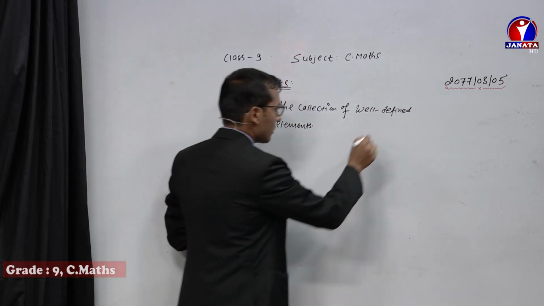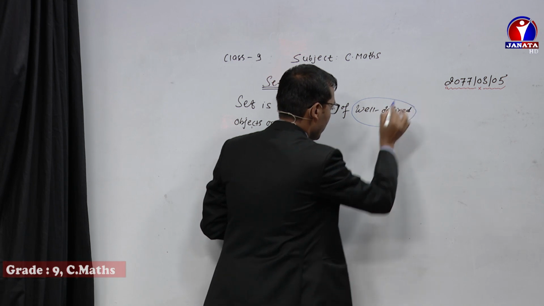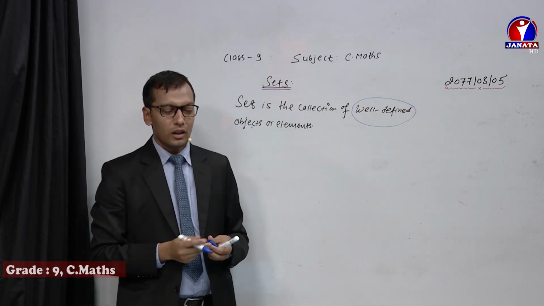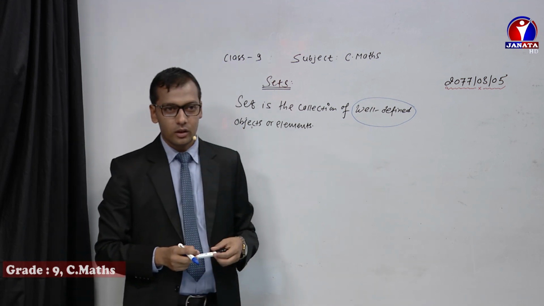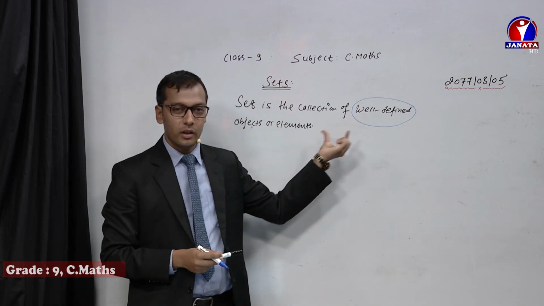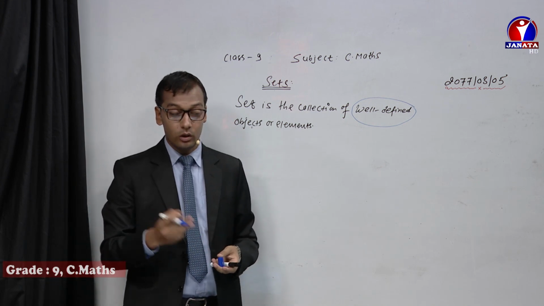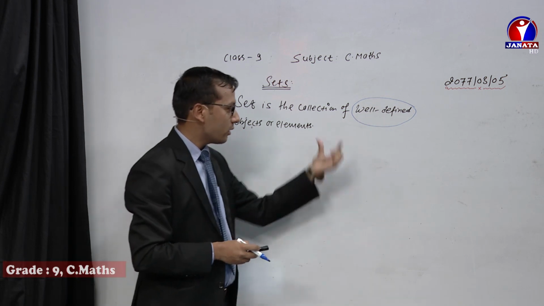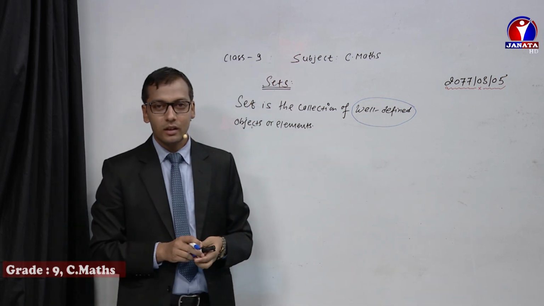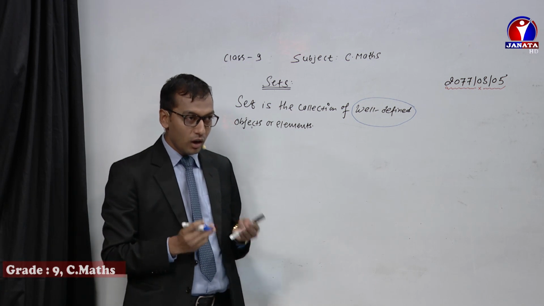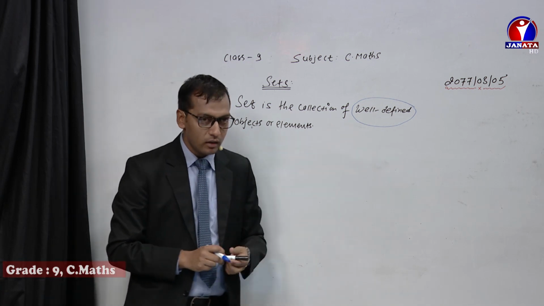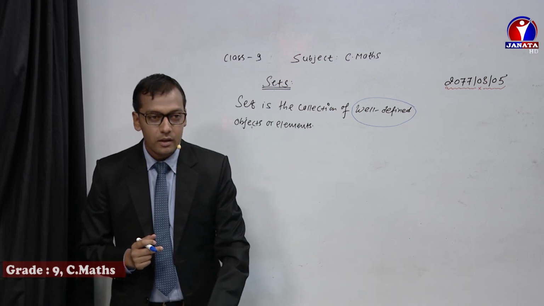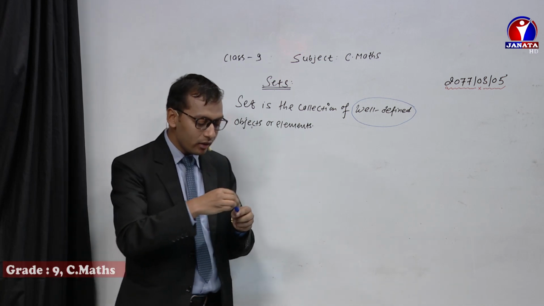Let me encircle a word over here. This is well-defined. Now, what is the meaning of this? What is well-defined? This word plays a vital role, it is very important in sets. Normally, well-defined means clearly defined. Let me take some examples to make you clear what a set is.